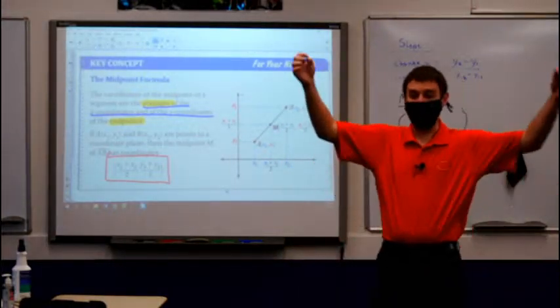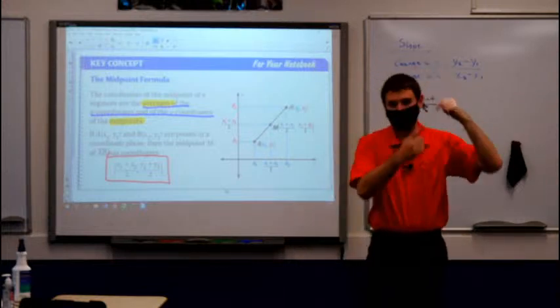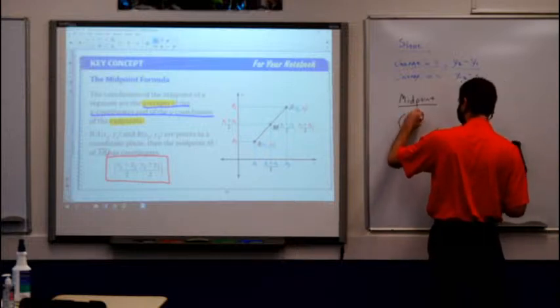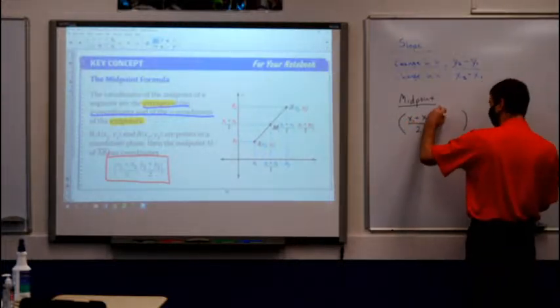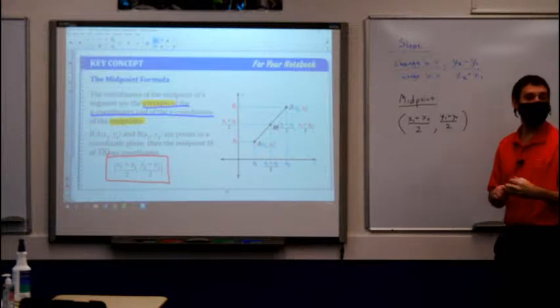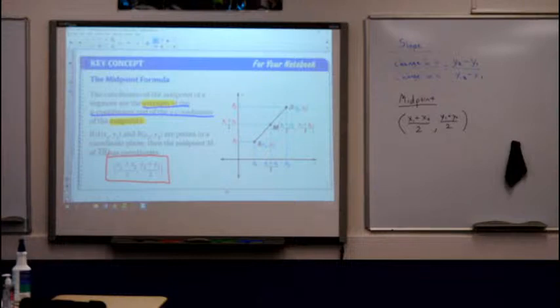So we're going to do that for the x coordinate. What's halfway in between the two x coordinates? And what's halfway in between the two y coordinates? So to get the x coordinate, we'll add the x coordinates we have and divide by 2. To get the y coordinate, we're going to add together the y coordinates we have and divide by 2. Average of the x coordinates, average of the y coordinates. That's your formula for midpoint.